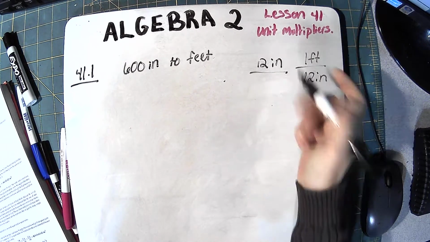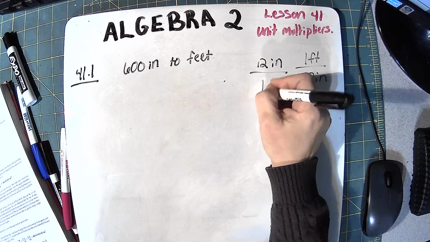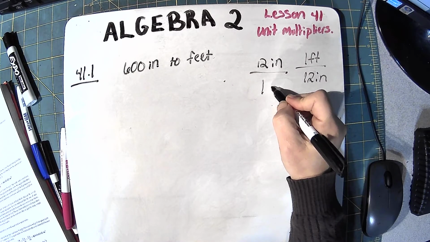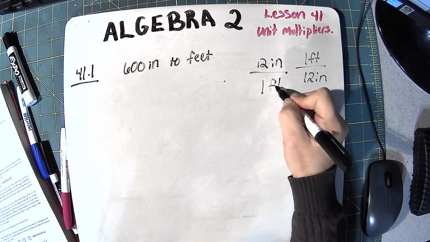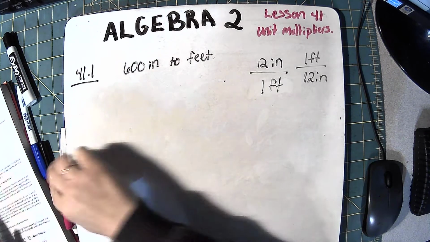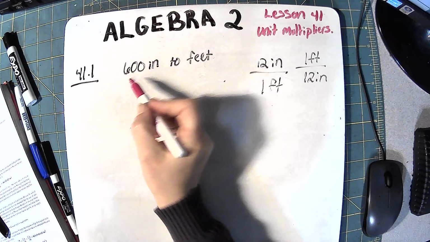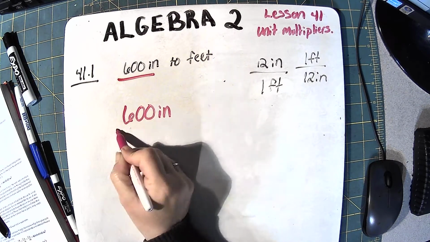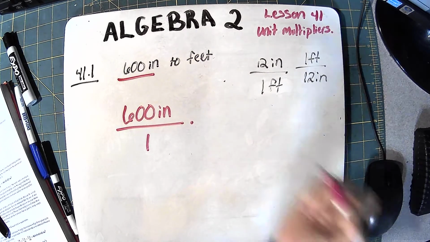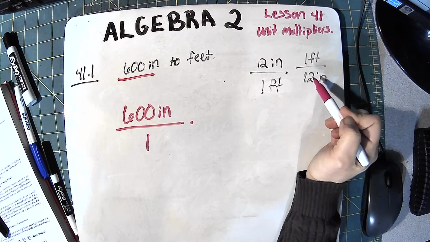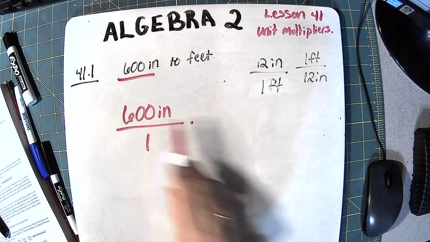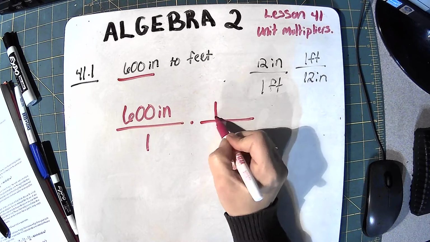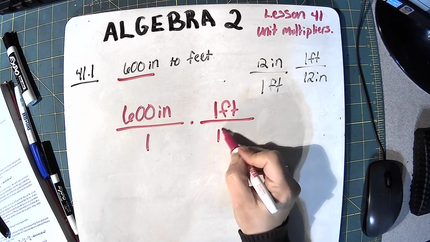So we're going to multiply that times our inches, and then we're going to come up with what it is in feet. Okay, so to do that, the first step is we're going to write what we're given, 600 inches, and we're going to put it over 1. Now we're going to multiply it times one of these unit multipliers. If inches is on top, we want inches on bottom. Okay, so the one with inches on bottom says 1 foot equals 12 inches.